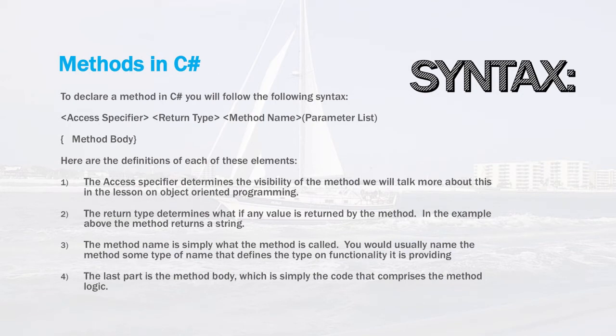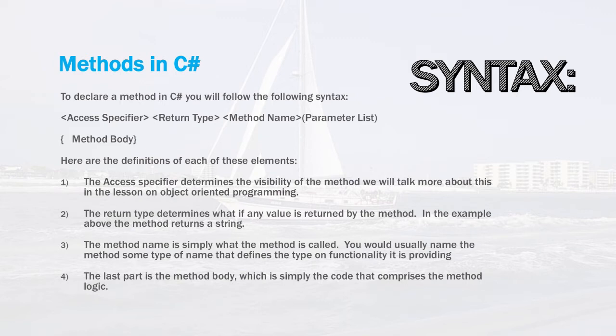So let's look at the syntax of methods in C#. To declare a method in C#, you need the following items. You need an access specifier, a return type, and a method name, along with a parameter list of parameters that you would pass into the method, followed by the method body. The access specifier determines the visibility of the method, and we'll talk more about this in the lesson on object-oriented programming in this class. The return type determines what type of value is being returned by the method, and in the previous slide we looked at a method that returns a string.